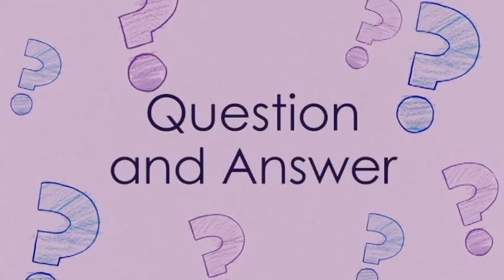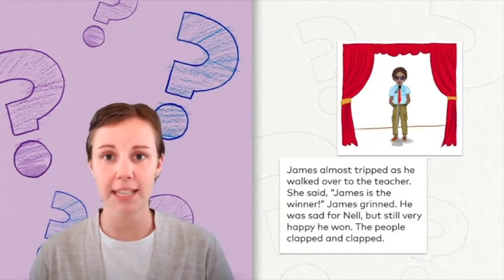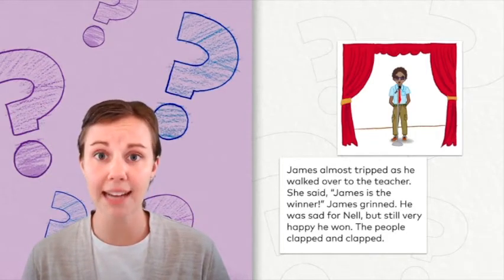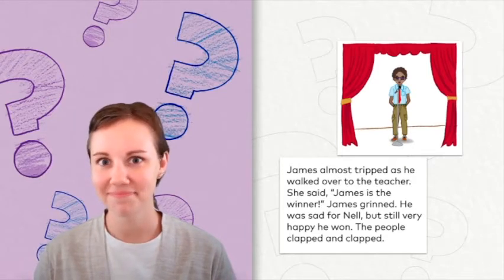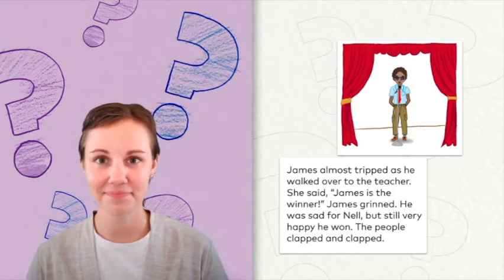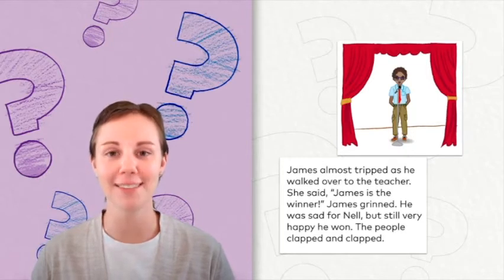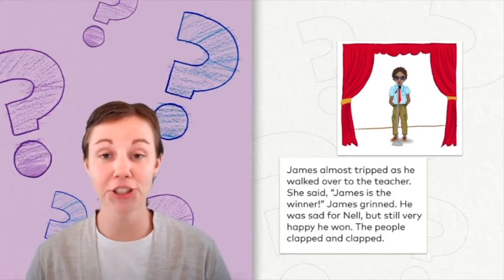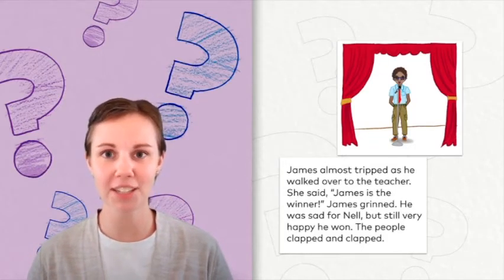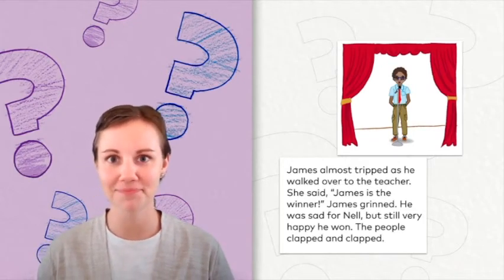Question and answer. Before we continue practicing with our fluency, I have some questions for you about this excerpt. What was happening on this page? Exactly. James had won the spelling bee. How did I know to say the sentence, James is the winner, with such an excited voice? What clue was there on the page?